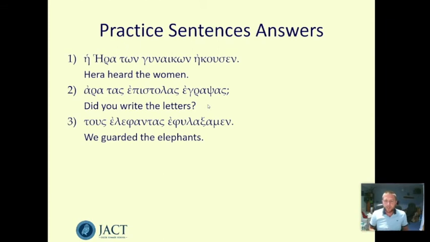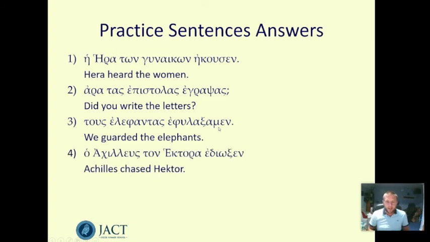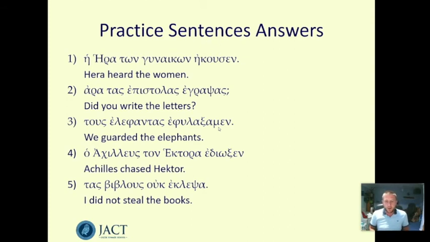So that's how we form a question version for the aorist tense or simple past in English. Tous elephantas ephulaxamen. We guarded the elephants. Again, you need to use the ending amen to make sure we've got we doing this verb because the elephants are accusative and can't be the subject. Ho Achilleus ton Hectora edioxen. Achilles chased Hector, famously obviously from the Iliad. And tas biblous ouk eklepsa. I did not steal the books. So again, aorist, but we've added this negative ouk in, which turns into did not steal when we use the English simple past for that.